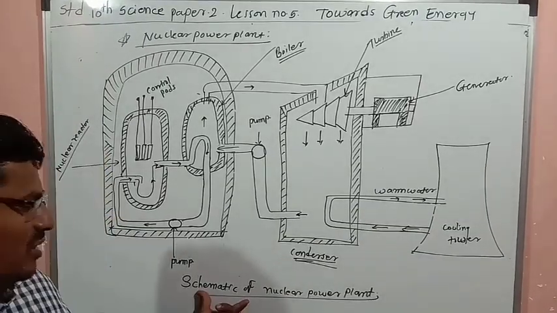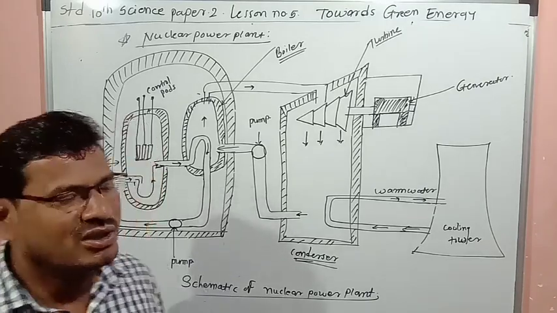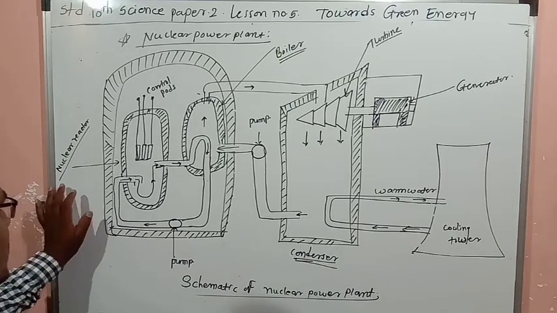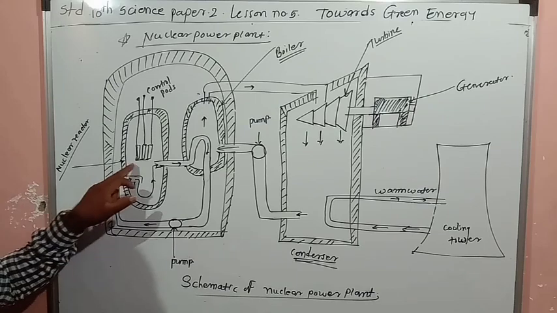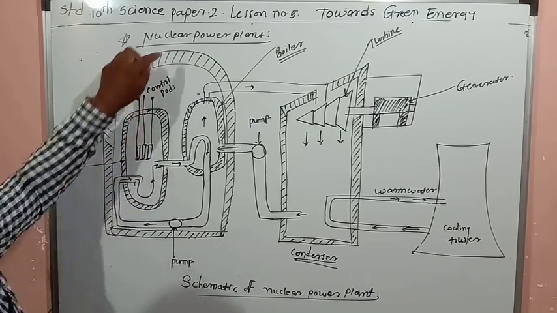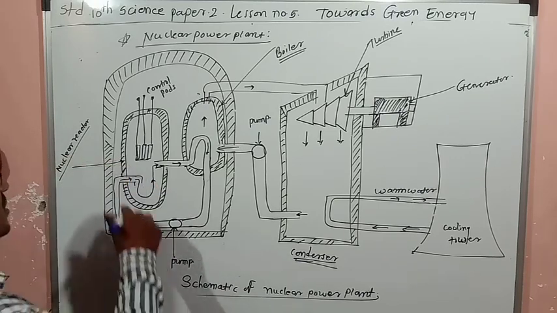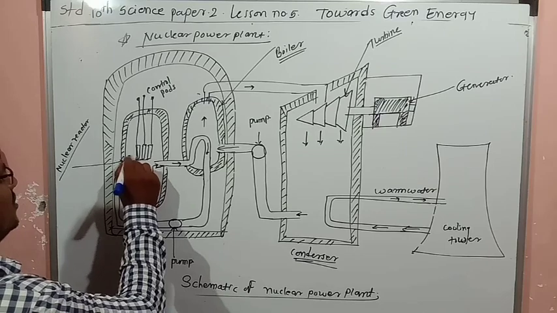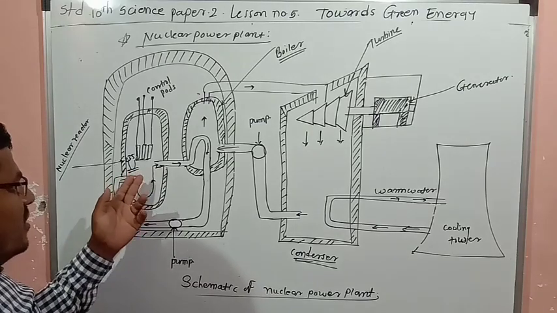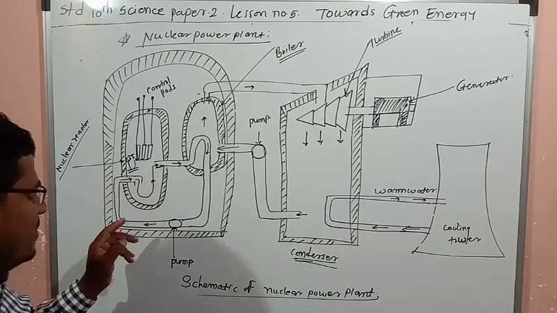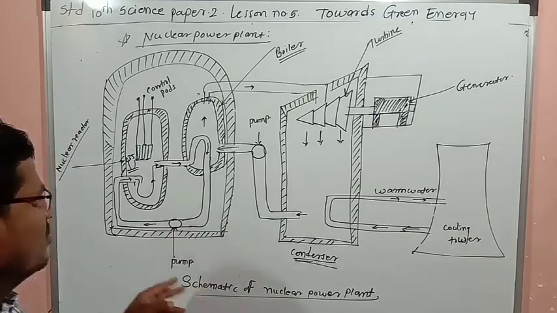So this is the schematic diagram of the nuclear power plant. Which instruments are there? The nuclear reactor is there. In the nuclear reactor, nuclear fuel, uranium 235, is used. Nuclear reaction is carried out in the nuclear reactor, and a tremendous amount of heat is produced.